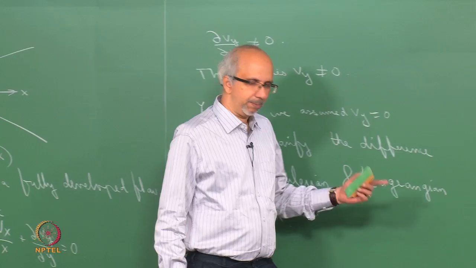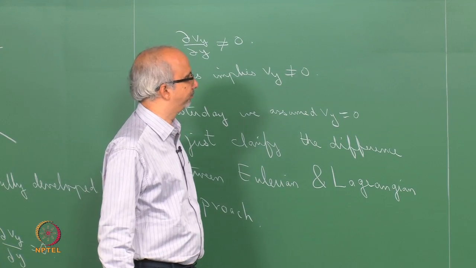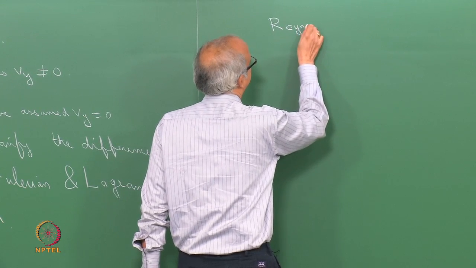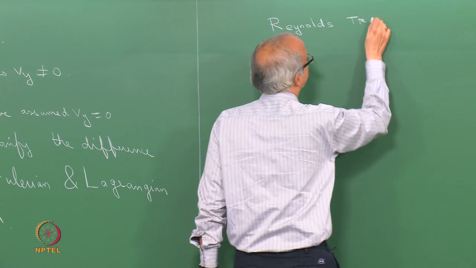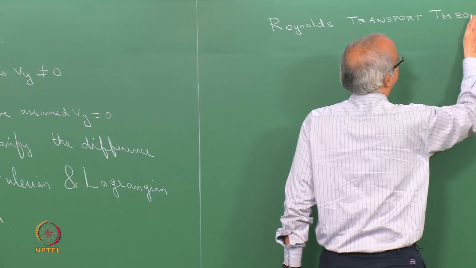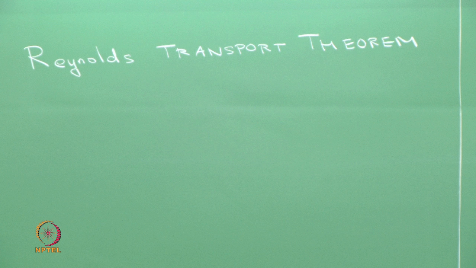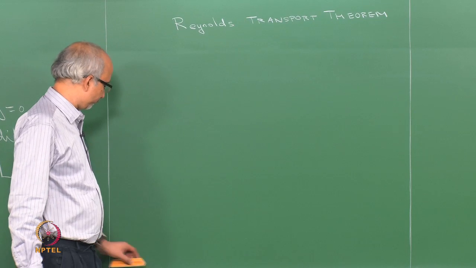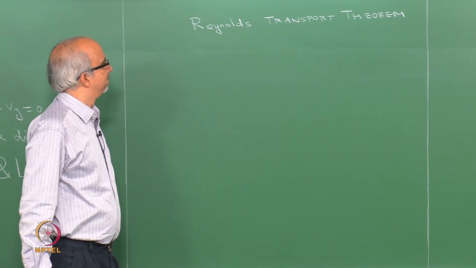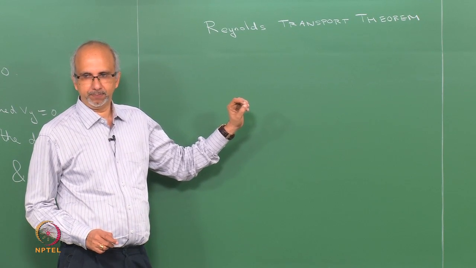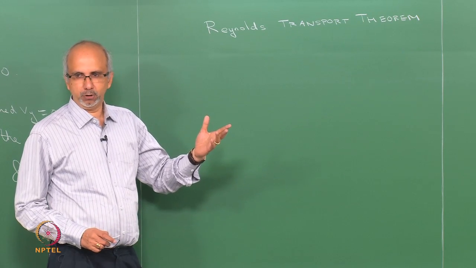Now, coming back to what we wanted to do today, which is the Reynolds transport theorem. How many of you have seen this before? Okay, quite a few, pretty much everybody. I didn't realize this, but we're going to do it anyway today, and then we will move on. What we did yesterday was the derivation of Euler's acceleration formula. Today we're just going to extend this to a finite volume region.